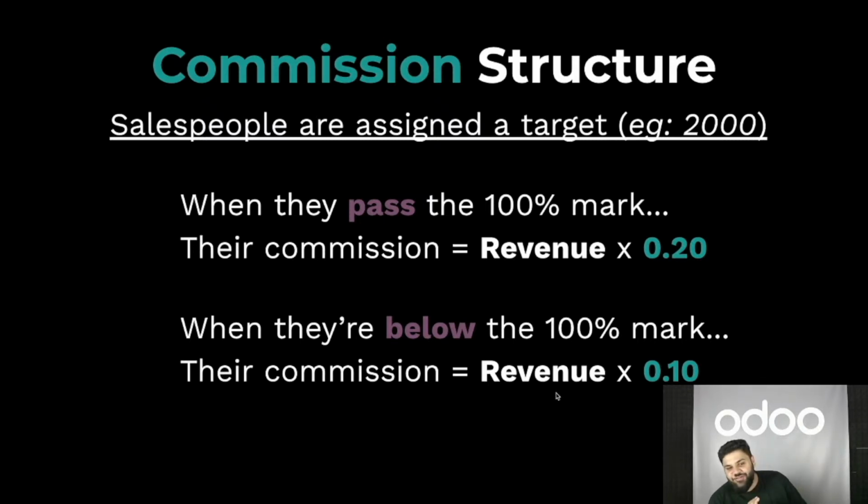The commission structure is rather simple in this case. The salespeople are assigned a target, for example 2,000. In this case, we've already set up a target in the previous section. Now, when they pass the 100% mark of donations, their commission is revenue times 0.20. In a case where they're below the 100% mark, their commission is equal to revenue times 0.10. So let's take a look at exactly how we could calculate that in the system very easily.